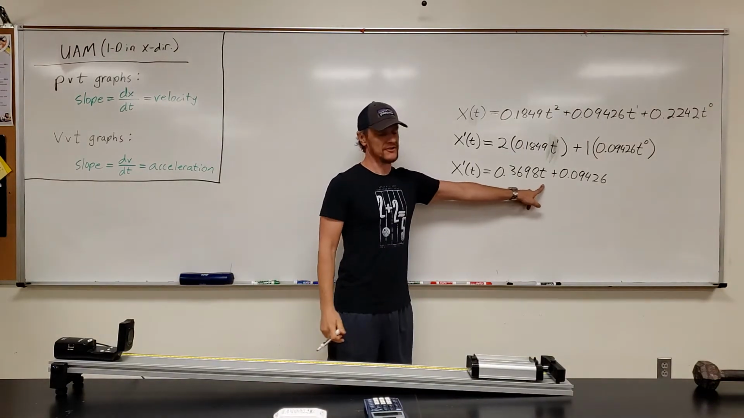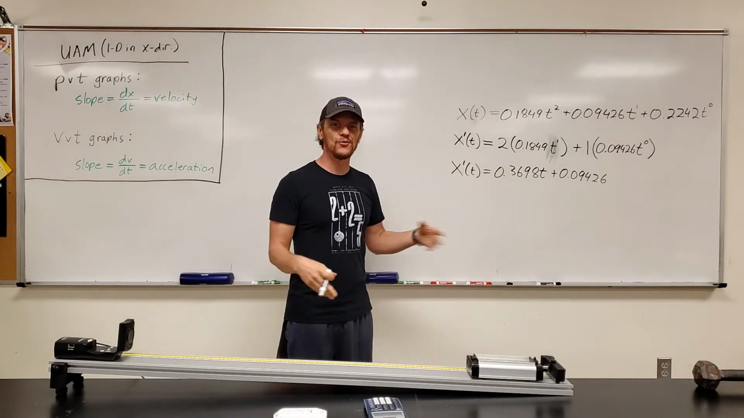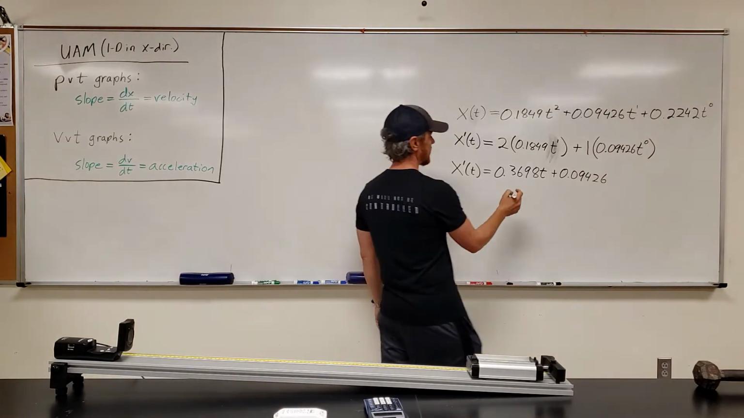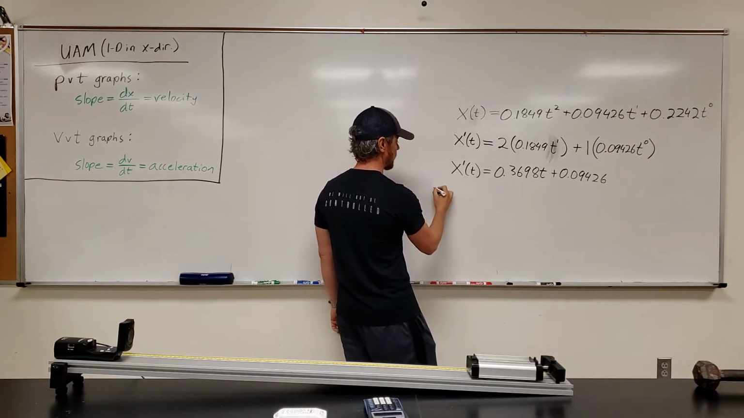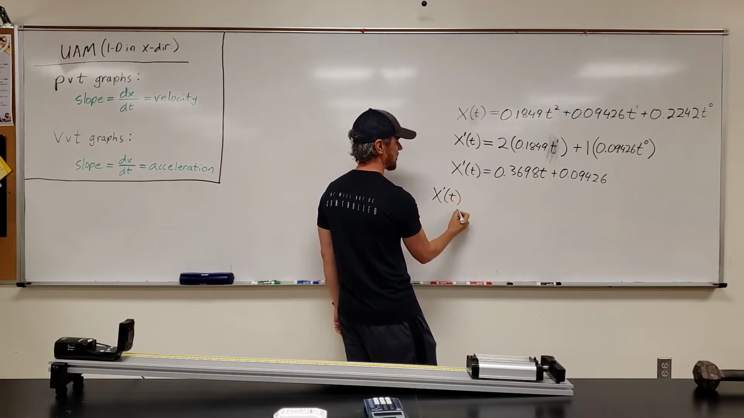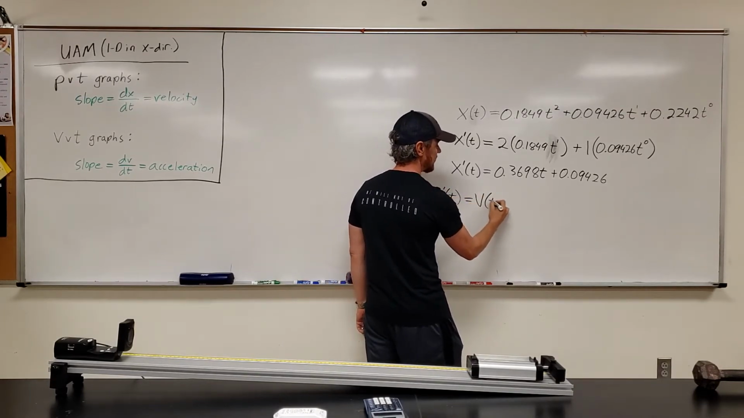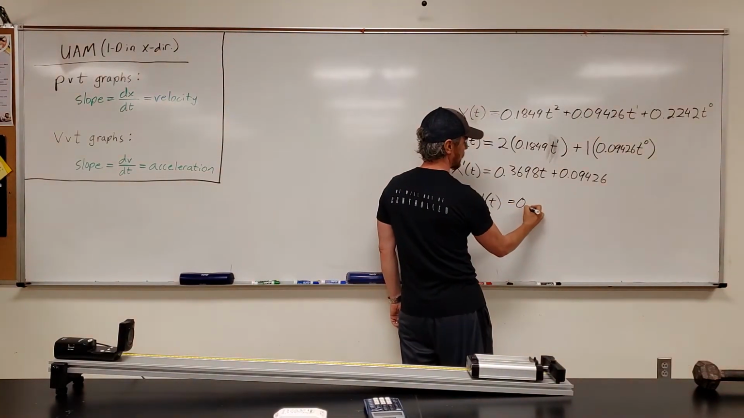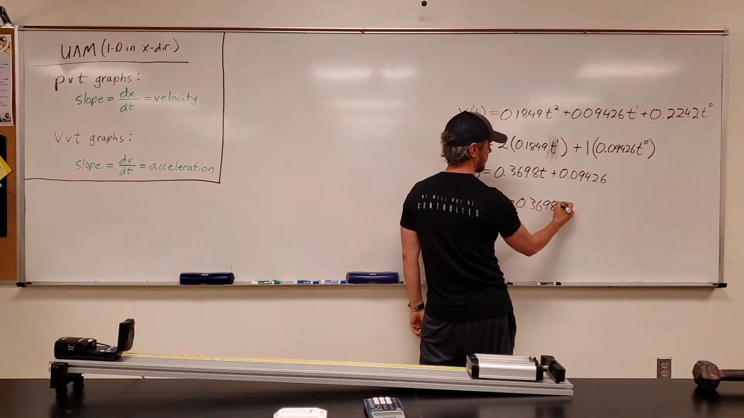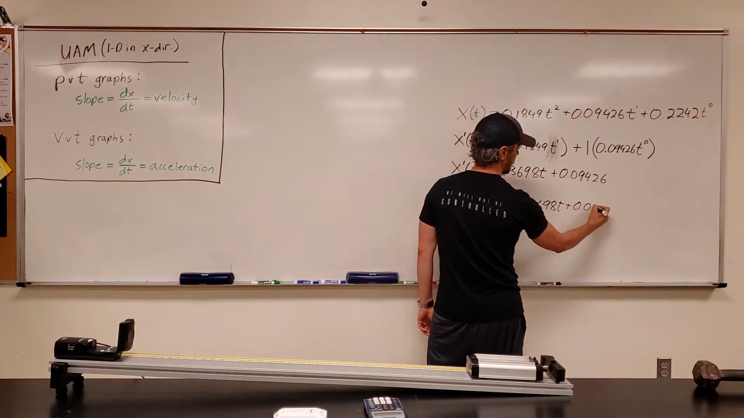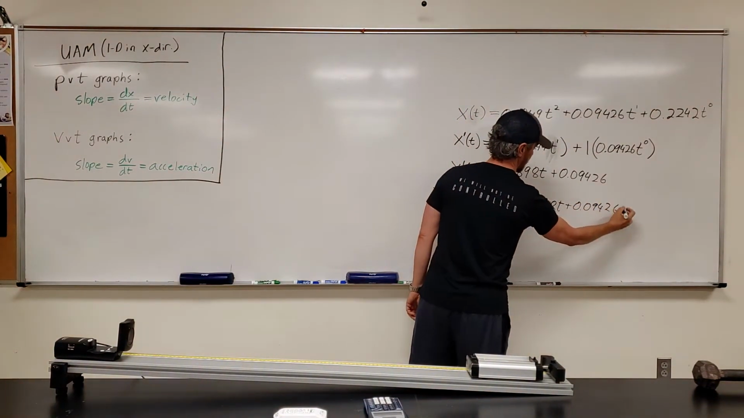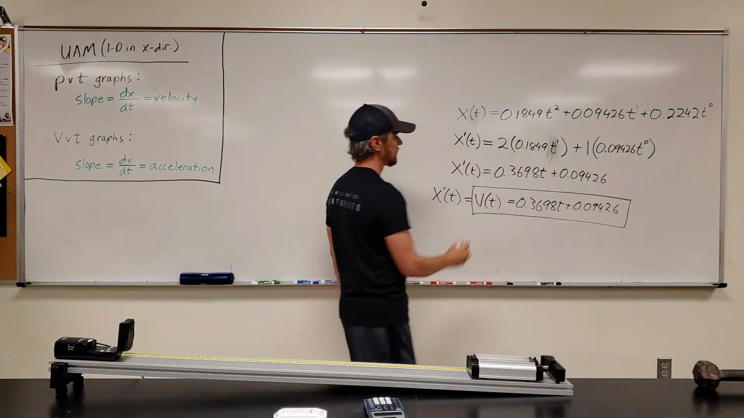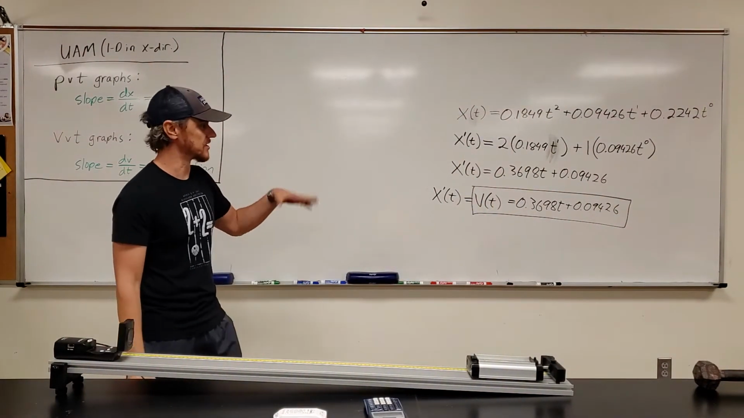at any t value. And that slope will tell us the velocity of the object at any value for t. And so I can also say that the derivative of my position function is my velocity as a function of time. And again, that is 0.3698 t plus 0.09426.